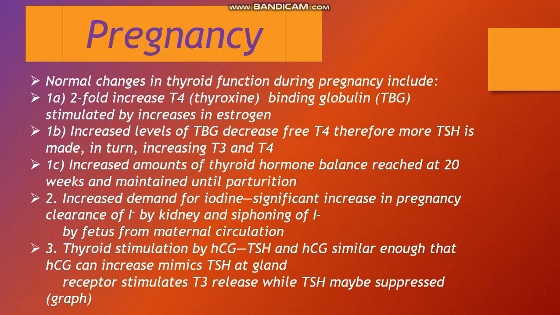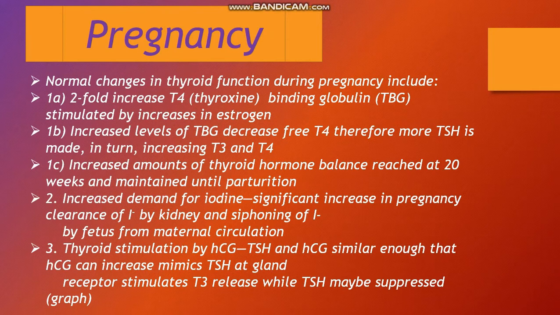Pregnancy. Normal changes in the thyroid function due to pregnancy include a twofold increase in thyroxine binding globulin, TBG, stimulated by an increase in estrogen. Increased level of the TBG decreases free T4, therefore more TSH is made, in turn increasing T3 and T4. Increased amount of the thyroid hormone balance is reached at 20 weeks and maintained until parturition.